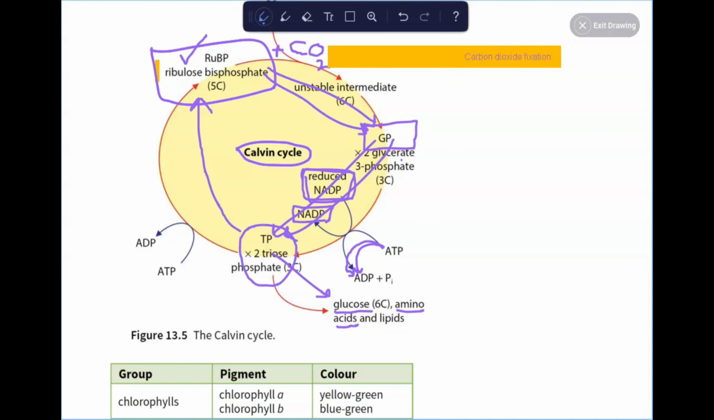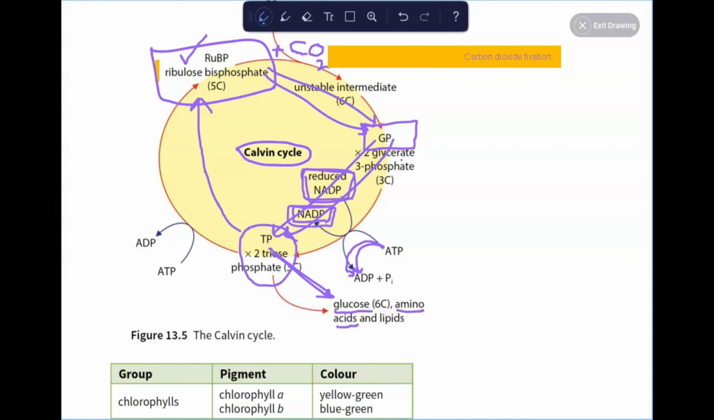NADP is set free again, and this NADP is again available in the thylakoid membrane to carry more and more protons from there. So in this way, these two products of the light dependent reactions, ATP and reduced NADP, are being used here in the second step of the Calvin cycle, that is the light independent reaction. Then this TP can be converted into glucose, which is the primary product of photosynthesis. So glucose is being formed.